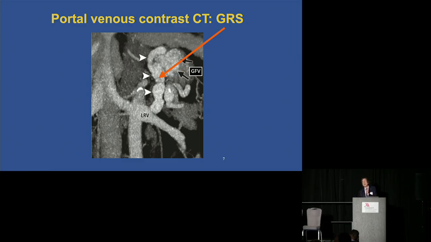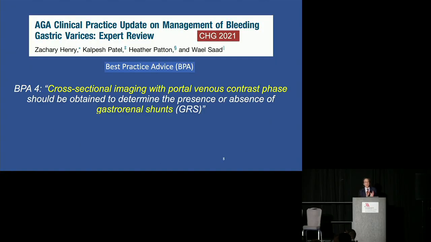So how can we identify these gastrorenal shunts? It's very easy. Just get a portal venous contrast CT or MRI, and you will immediately see beautifully the gastrorenal shunt. It can be very impressive, and you'll also see the gastric fundal varices. I always obtain one of these before I embark on my treatment. I want to know.